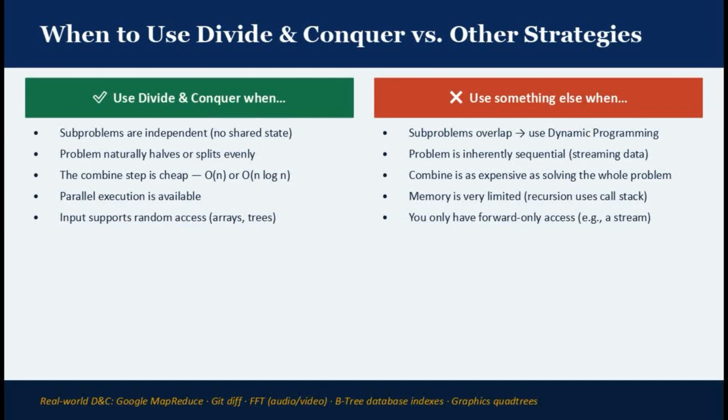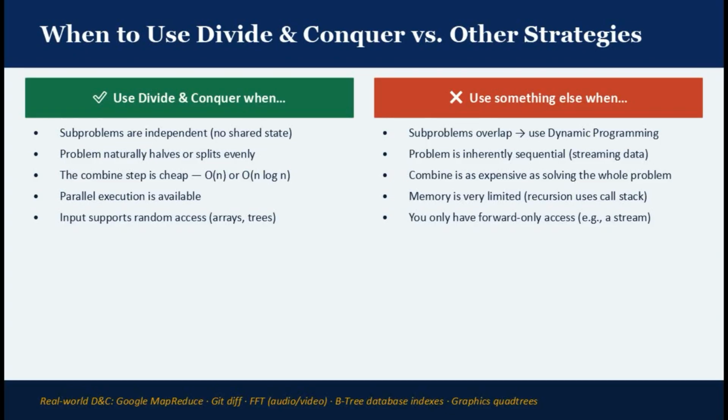Knowing how divide and conquer works is one thing. Knowing when to use it is equally important. Use divide and conquer when your subproblems are independent. They do not share state or results. Use it when the problem naturally splits in half or into equal parts. Use it when the combine step is cheap, and use it when you want to take advantage of parallel computing.